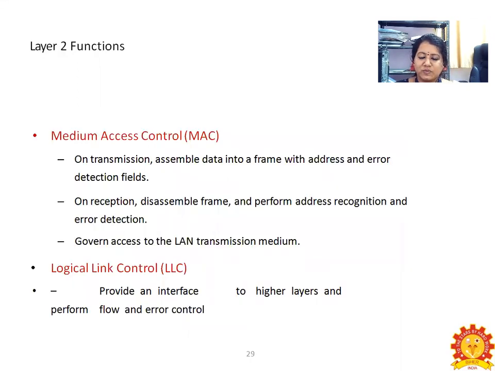Next, the layer 2 function, which is the MAC layer. The medium access function, which is the MAC layer. On transmission, it assembles data into frames with the address and error detection fields. On reception, it disassembles the frame and performs address recognition and error detection. It governs access to the LAN transmission medium. Next will be the logical link control, which is LLC. It will provide an interface to the higher layers and it will perform flow and error control.